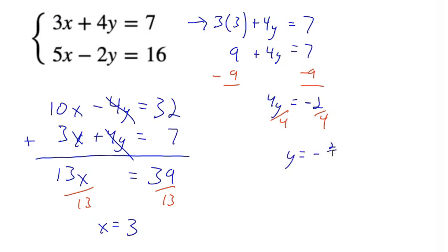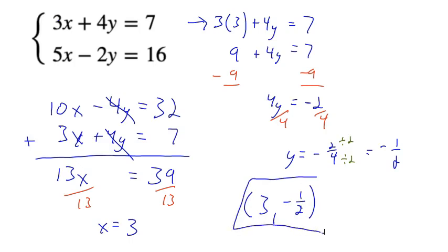And we get y equals negative 2/4. We can simplify that though. We can divide the top and bottom by 2. That's really negative 1/2. We'll put both parts of our answer together. The easiest way to do that is to write it as a point. Just make sure you remember to put the x first and the y second. So the solution to our system of equations is the point 3, negative 1/2.